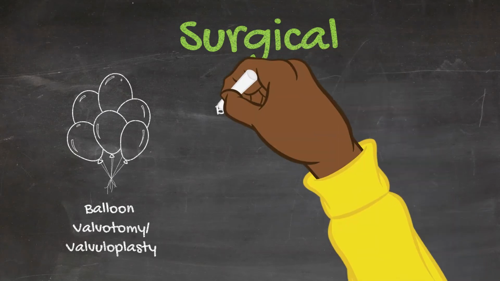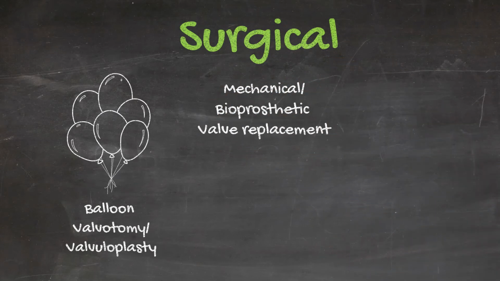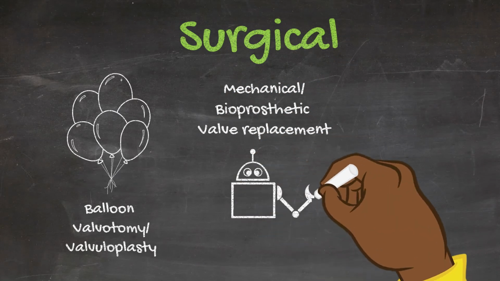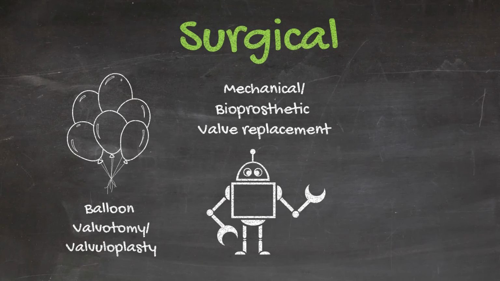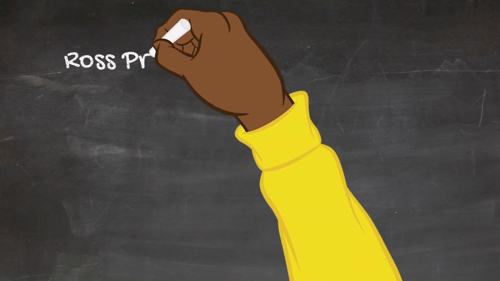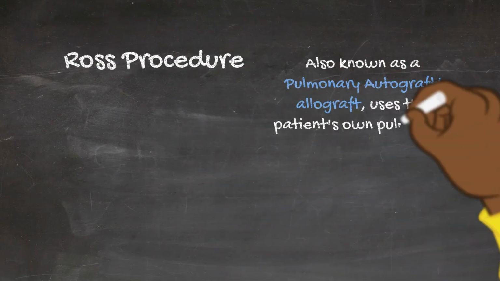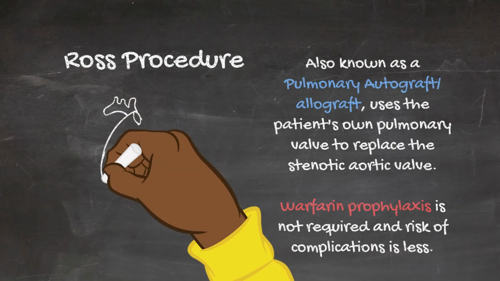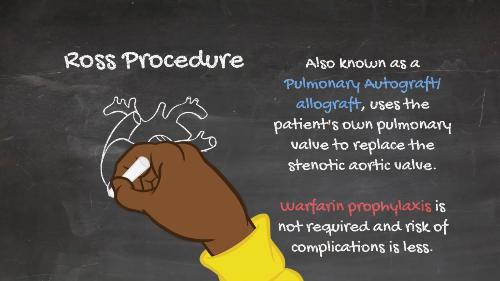Valve replacement, using a mechanical or bioprosthetic valve. Most of these come with complications, such as risk of thrombosis or tissue rejection. A mechanical valve candidate would be required to take lifelong warfarin prophylaxis, which makes this less suitable for children. The Ross procedure uses the patient's own pulmonic valve to replace the stenotic aortic valve and has fewer complications.